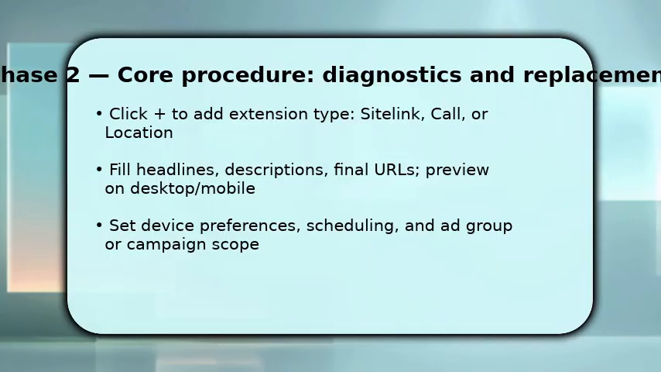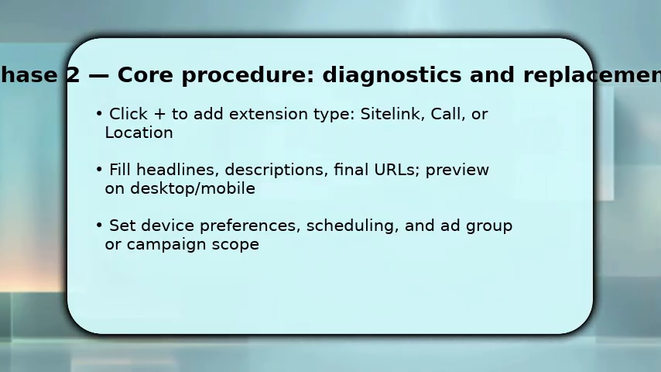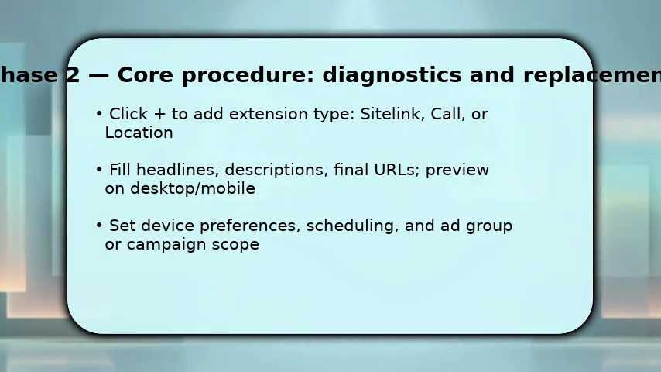Keep descriptions concise and include keywords. This helps relevance and quality score, so review and save each entry carefully before moving on. You review every extension for accuracy and compliance, verifying URLs, phone formats, and business addresses.